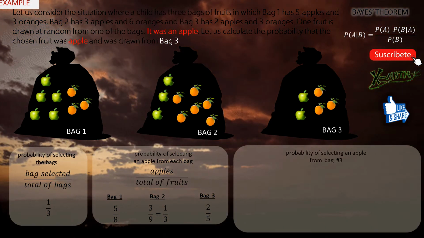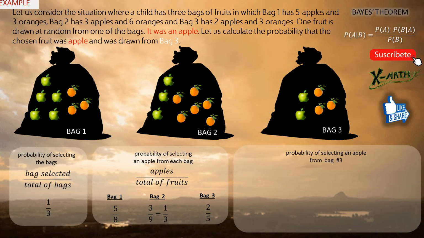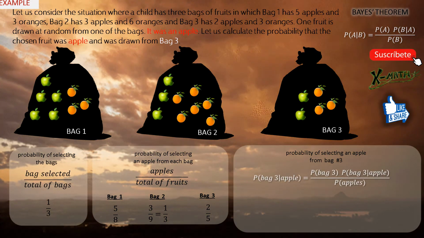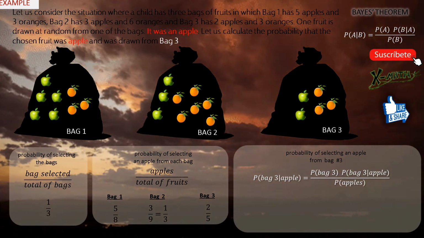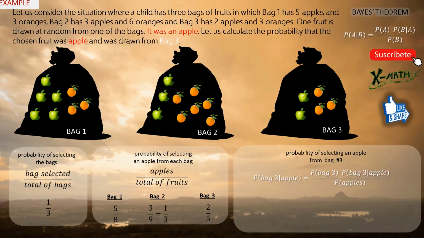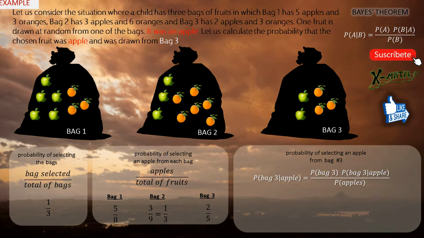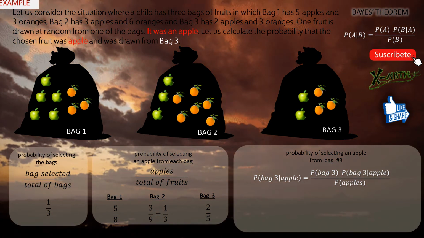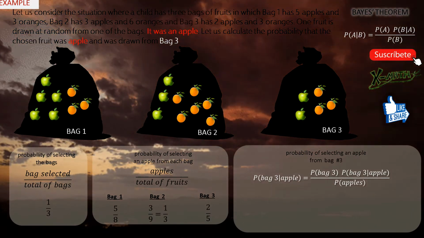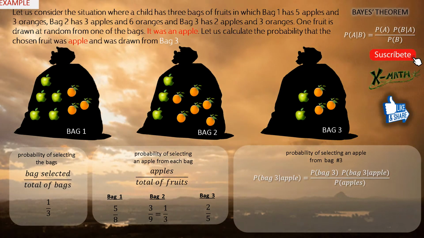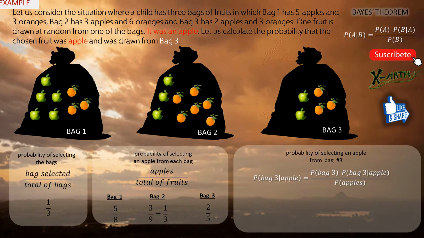Now once we have this, we need to get the probability of selecting an apple, but from bag number 3. First of all, what is the information that we have so far? Well, we know that we have an apple. That's what we know. And what we need to get is the probability that the specific apple was selected from the third bag. So bag number 3 is what we're going to have on top, and what we're going to have at the bottom is the apple, because it's what we know has been selected already.